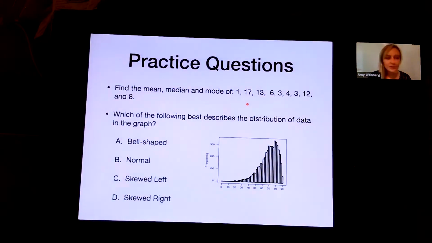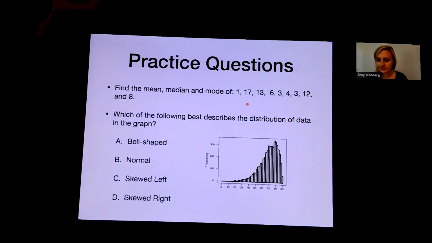And then the median should be 6. But again, if you forgot that 8 there, that would mess up your balance of your numbers. And then the mode was 3, which I think everybody got.